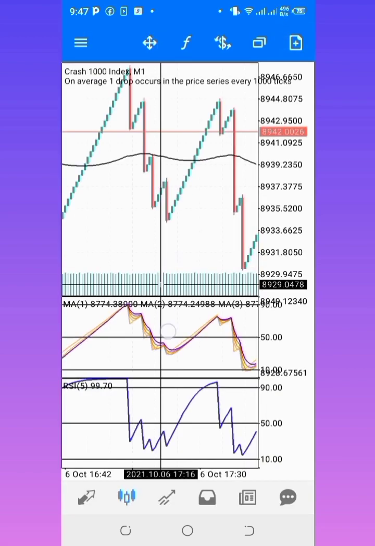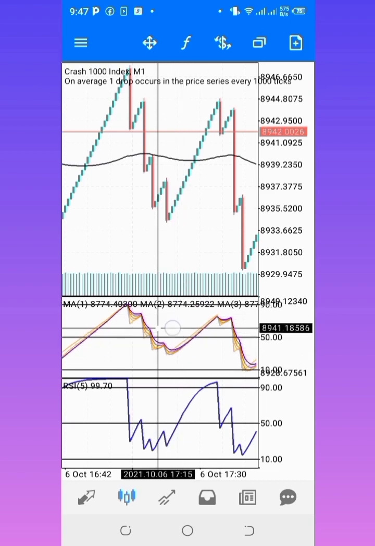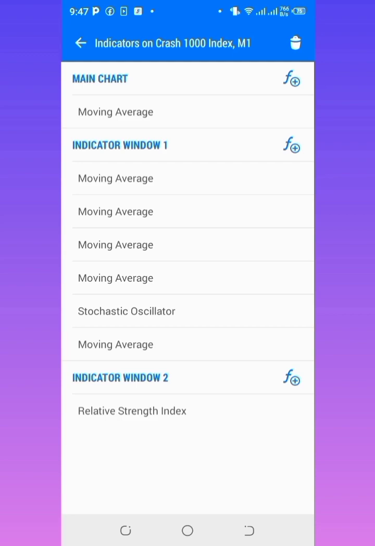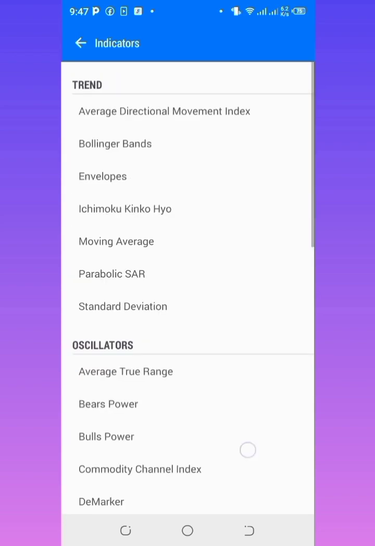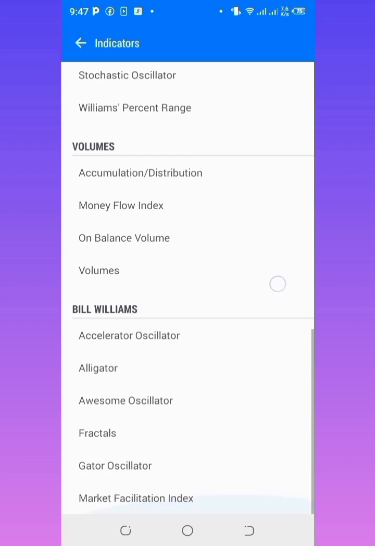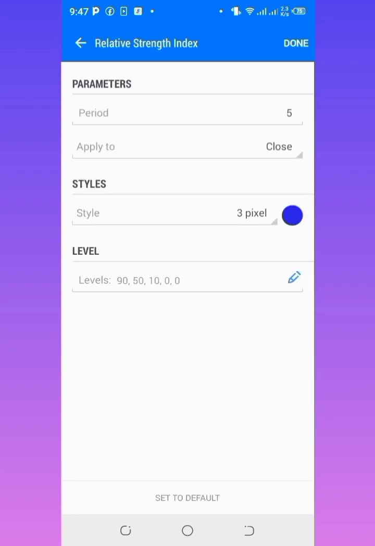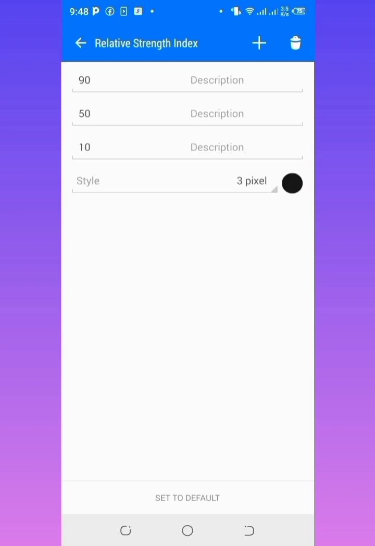So we are done with indicator window 1. So we are moving over to indicator window 2. In order to add indicator window 2, you have to click on this main chart again. Then you scroll down to relative strength index, which is this one here. So I have the period is 5, apply to close. Size is 3 pixels and I have the levels. So when you're done with this, you go back and click on done.